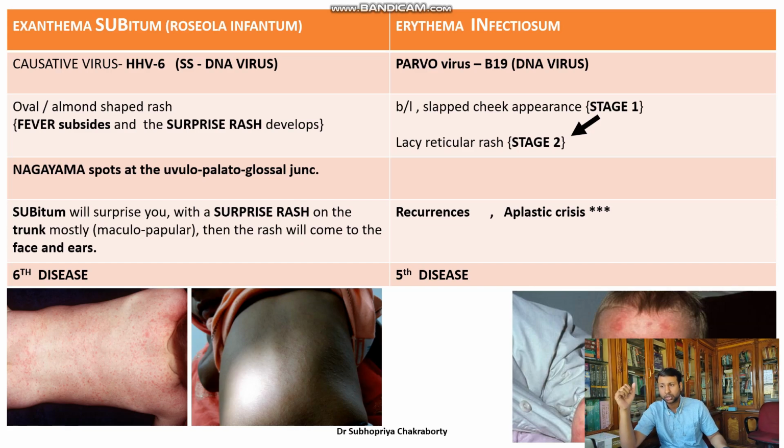As you can see in the picture, bilateral slapped cheek appearance in stage 1, and later we can see a lacy reticular rash in stage 2. It comes later in stage 2. This virus, parvovirus B19, is very notorious for causing aplastic crisis, which means bone marrow suppression, leading to anemia. Even fetal therapies have come nowadays for the aplastic crisis of parvovirus B19.